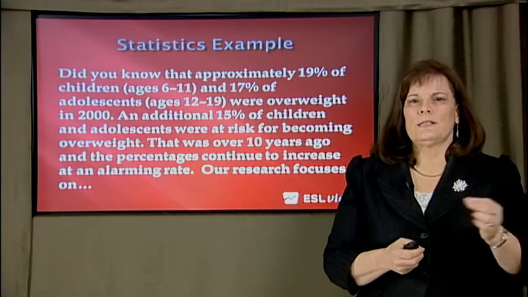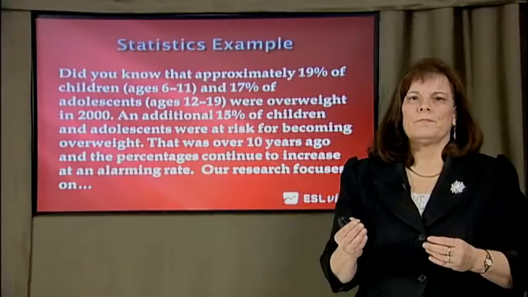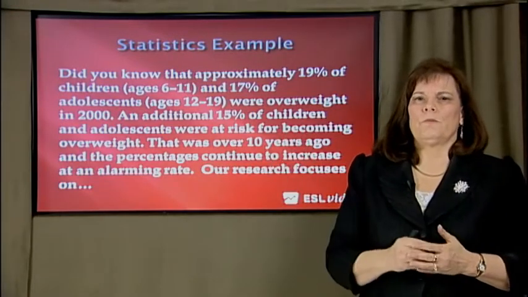The first one is a statistic example. Did you know that approximately 19% of children ages 6 to 11 and 17% of adolescents ages 12 to 19 were overweight in 2000? An additional 15% of children and adolescents were at risk for becoming overweight. That was over 10 years ago, and the percentages continue to increase at an alarming rate. Our research focuses on... Do you notice the statistics that we've put here?